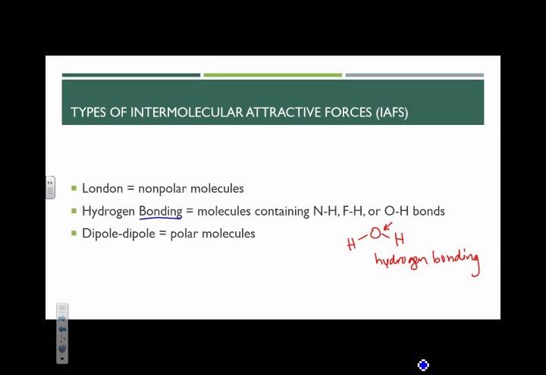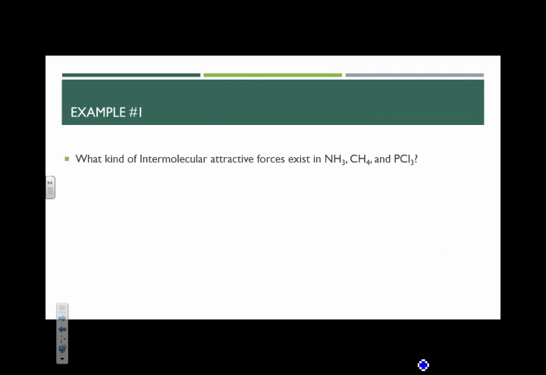The third intermolecular attractive force is dipole-dipole, and this would be the strongest intermolecular attractive force in molecules that are polar, but molecules that do not contain NH, OH, or FH bonds, because if they contained one of those, then they would be classified as hydrogen bonding.